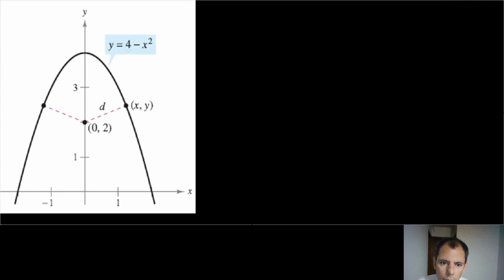So you have this function here, y equals 4 minus x squared, and then you got another function, the distance. What is the distance between any arbitrary point on the graph and the point (0, 2)? Well, according to the Pythagorean theorem, it's going to be the square root.